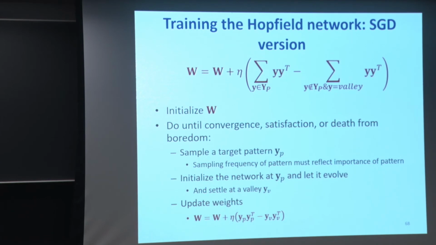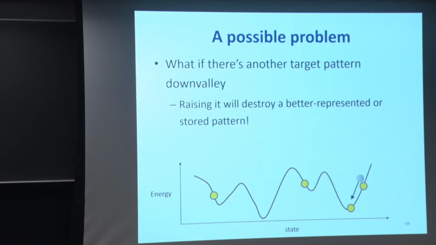Again, nothing fancy. But then I'm going to take this one step further, right? If I'm performing the SGD, for instance, and let's say I have two patterns of this kind, and this guy happens to be at the valley for this one, then what happens? If I start from this point and let it evolve to the valley, and I pull it up, I'm erasing a stored pattern, right? So how would you fix this?